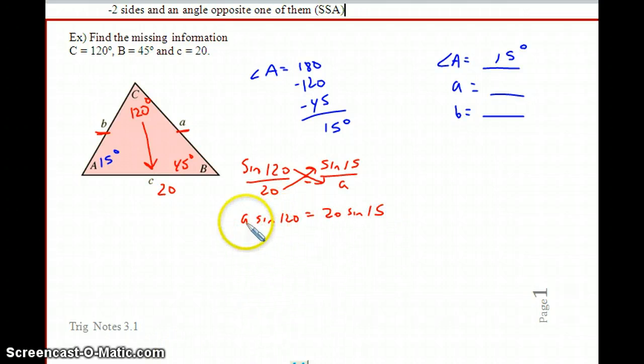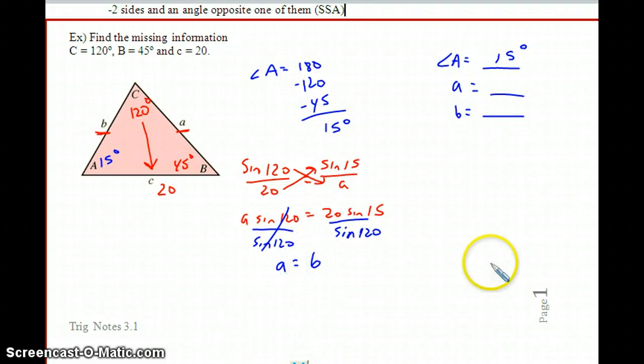To solve this, we would want to get rid of the sine of 120, so we would divide by the sine of 120. Now when I type this in my calculator, I want to make sure that my calculator is in degree mode. If it's not in degree mode, I'm not going to get the right answer. So typing it in, I end up getting 5.97, so we'll round that to 6. So side a was 6.